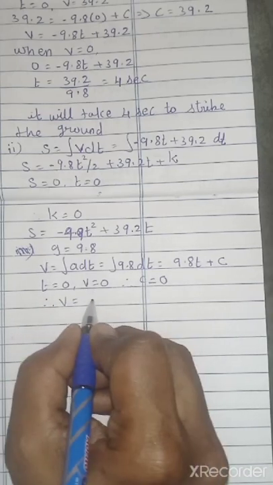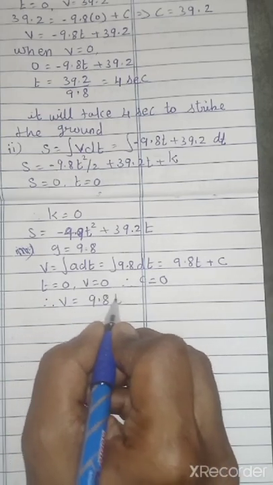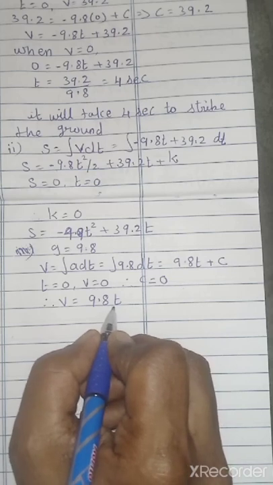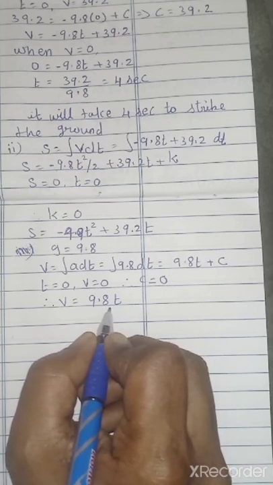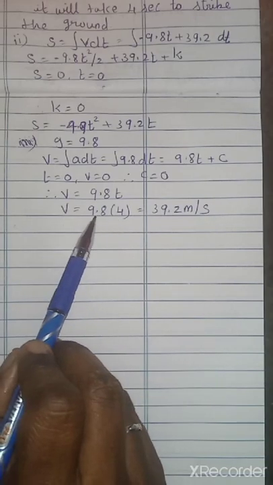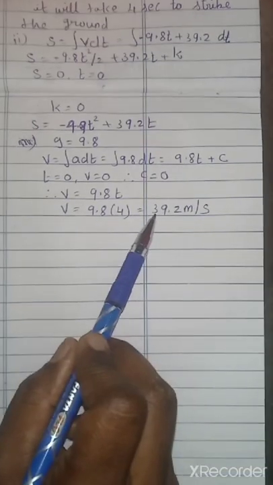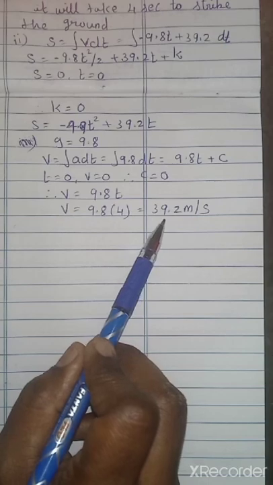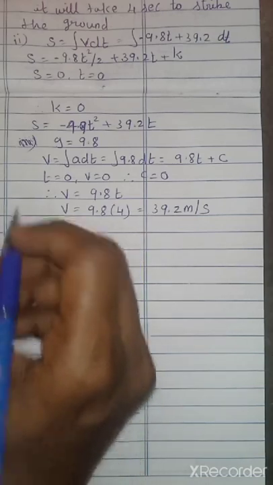Therefore v equal to 9.8 t. And already we know it will take 4, we know t equal to 4 seconds. So v equal to 9.8 into 4, that is 39.2 meter per second is your final answer.